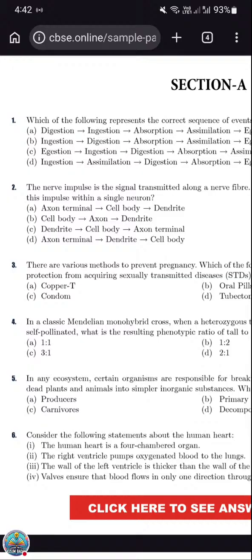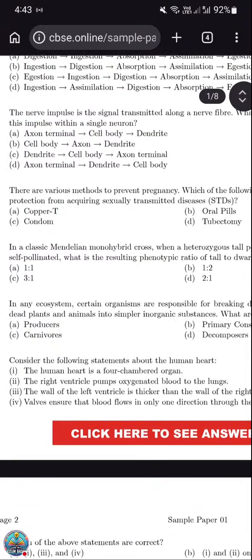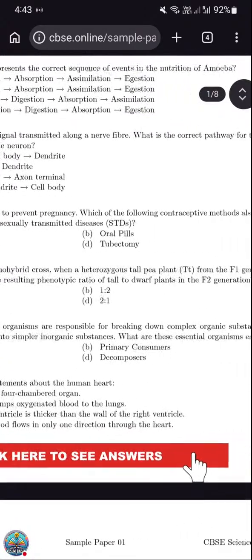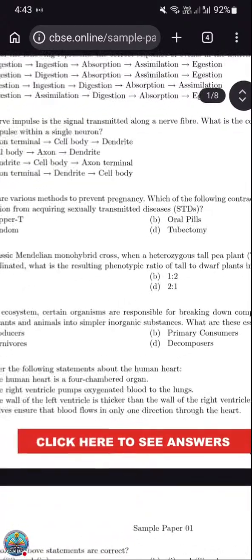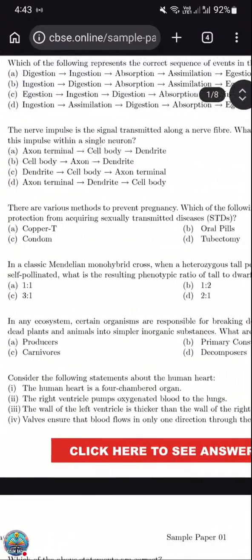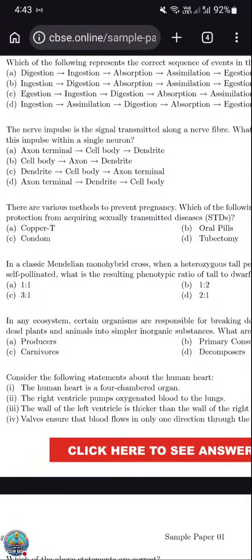It will receive information from dendrites, then it will transfer to the cell body, then the axon terminal. We need to start from the first neuron. Option number C is the correct answer for the second one. Is it clear? Do you want me to explain in detail? Okay. Now the third question, there are various methods to prevent pregnancy. Which of the following contraceptive methods also provides protection from sexually transmitted diseases?